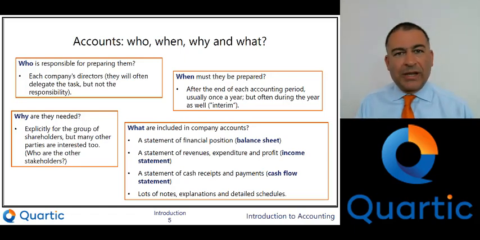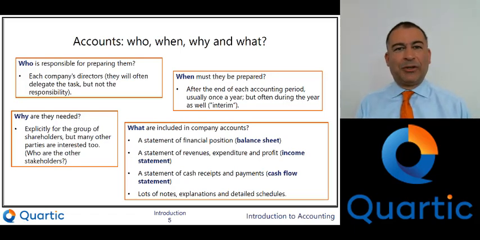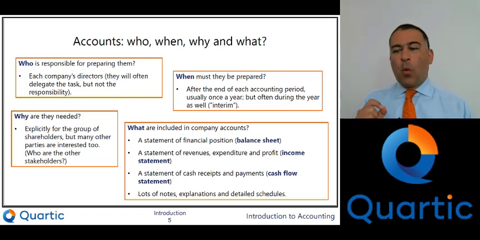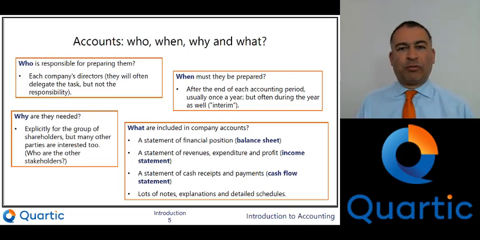If the accounts are not produced one year, it'll be the directors who are hauled up in front of the judge, not any other employee. So that's the who. When are they produced? They're produced every financial year. Now, once every accounting period. When we say accounting period, that typically means once a year. You can have longer and shorter accounting periods, but generally they're 1 year long.